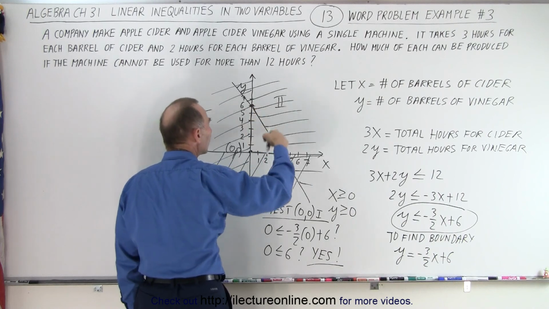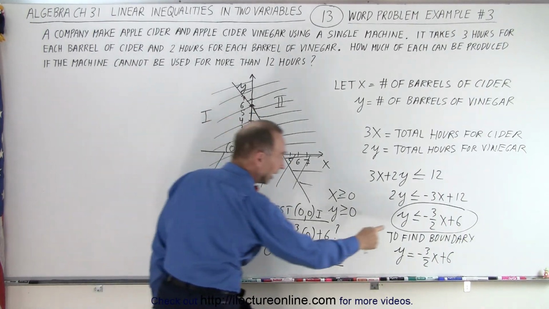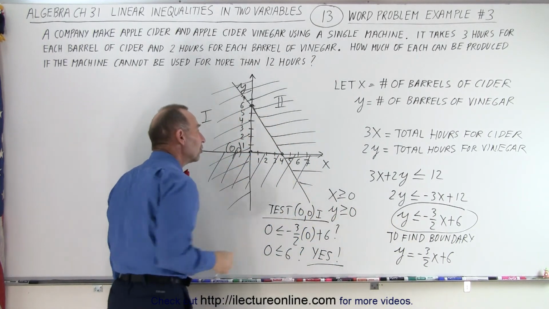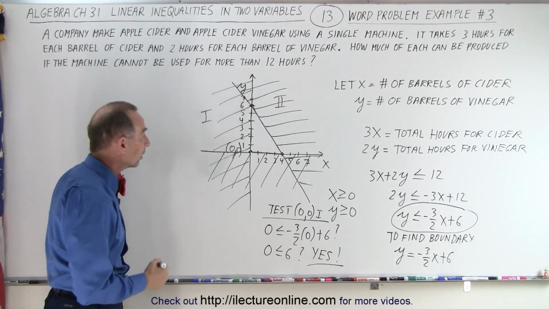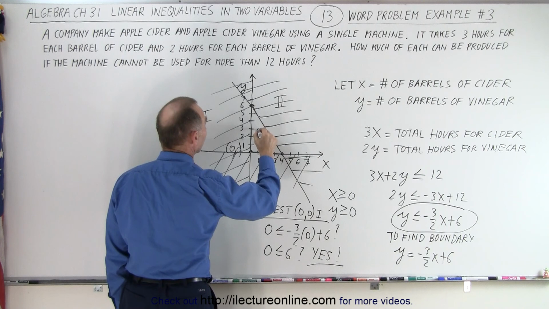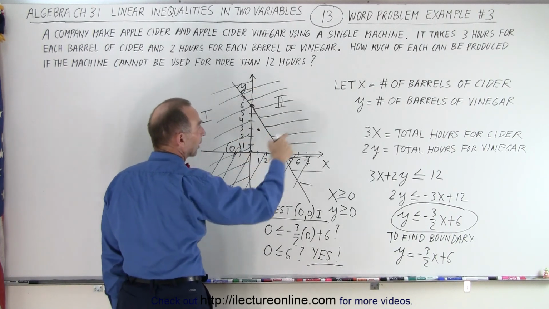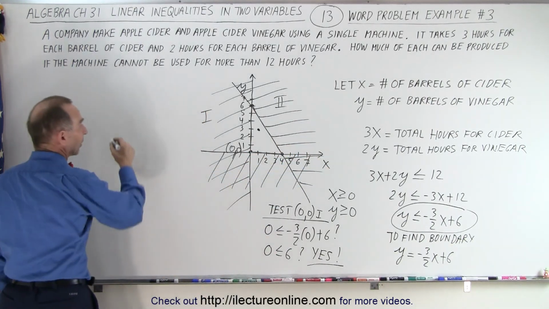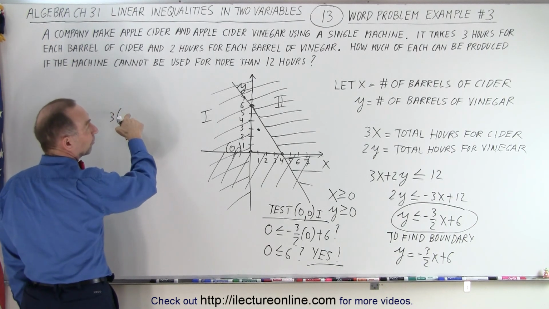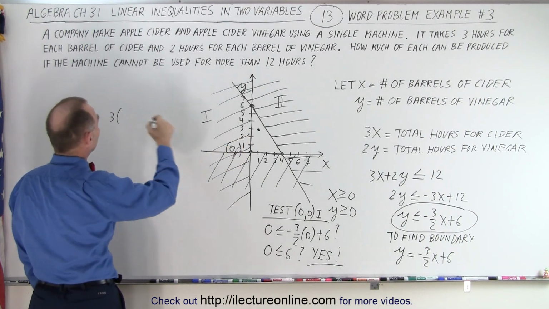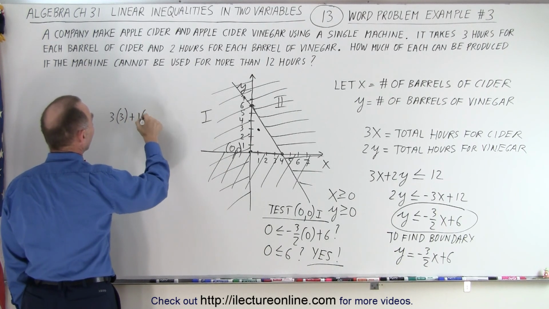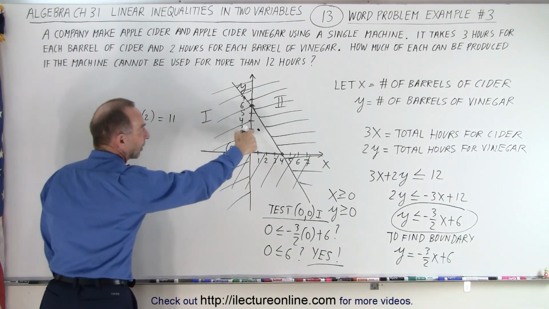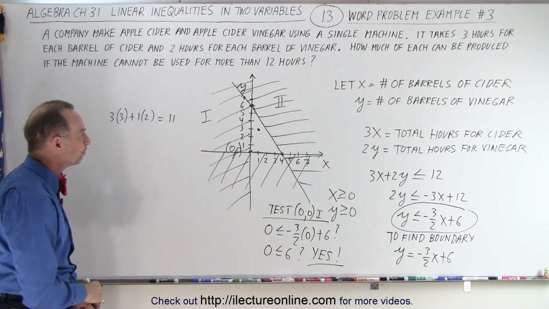We can produce anything within this region, including the boundary, because we have less than or equal to, greater than or equal to, greater than or equal to. So anywhere along the boundary and inside this region is a proper way of producing, and we can do that on the machine. For example, we can pick this point right there. Notice 3, that's in the y direction, that's the number of barrels of vinegar, and 1 is the number of barrels of cider. Let's see how much time that would take. 3 times the number of hours for cider, which is 3, so 3 times 3 plus 1 times 2 for vinegar, that's equal to 9 plus 2, which is 11, which is less than 12. So you can see that's definitely a valid region.